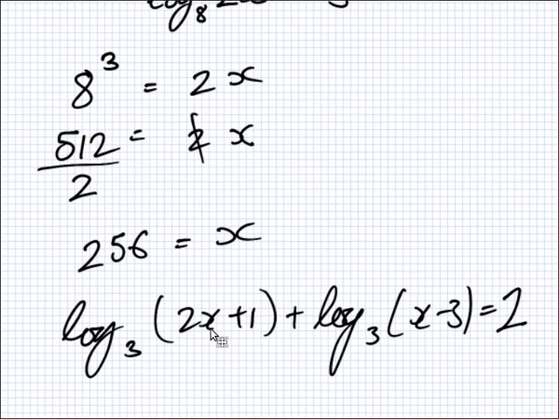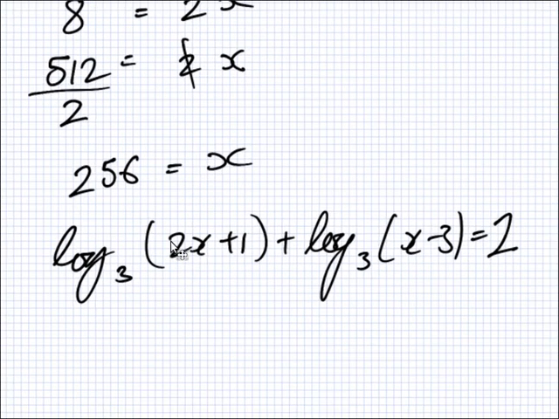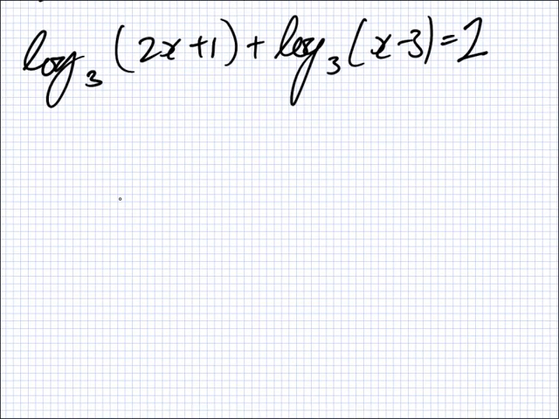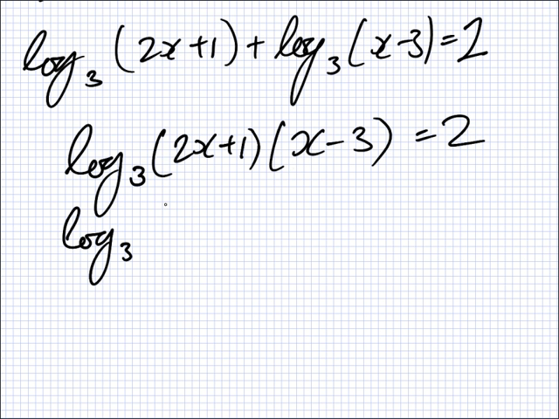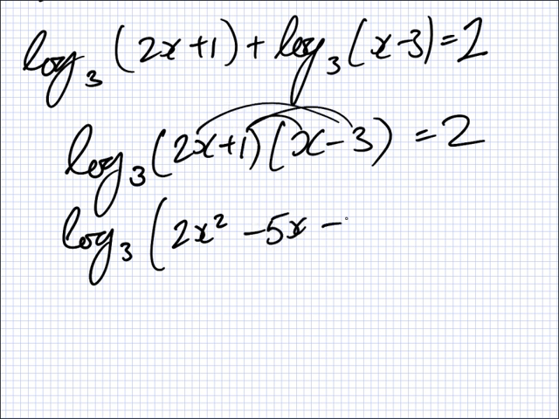Okay. That's harder than the other two. Any ideas on what to do first? Log 3 of 2x, make a multiplication, equals 2. What I'll do, I'll expand this, okay? So that's 2x squared, minus 6x plus x is minus 5x, minus 3.